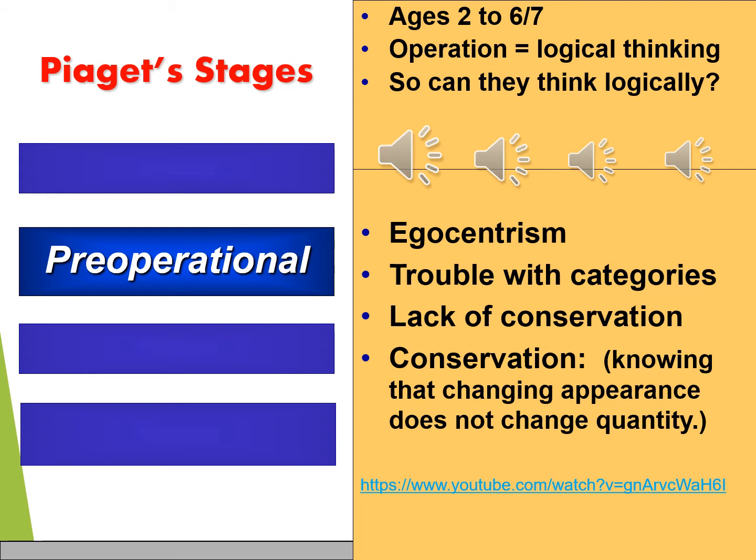Lastly, let's consider conservation. When you go to the link, you'll see various tests of conservation done on one particular child. Were you surprised at the answer he gave? Between 2 to about 6, the answer will be obviously wrong to an adult. At 6 or 7, they will have confusion. And somewhere between 7 and a tiny bit beyond that, they will give an adult-style answer.